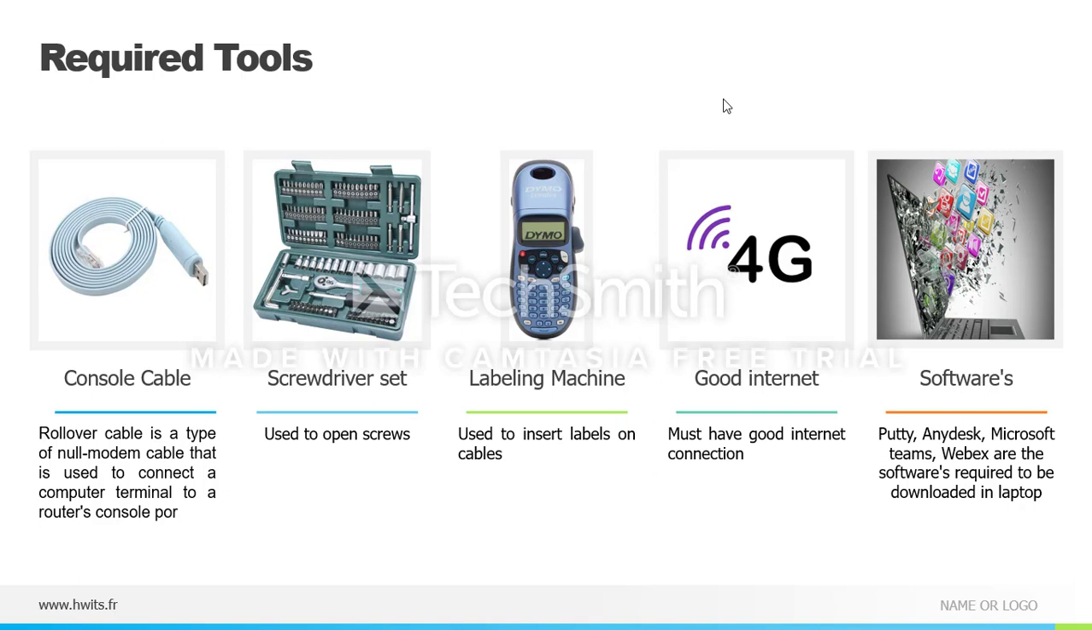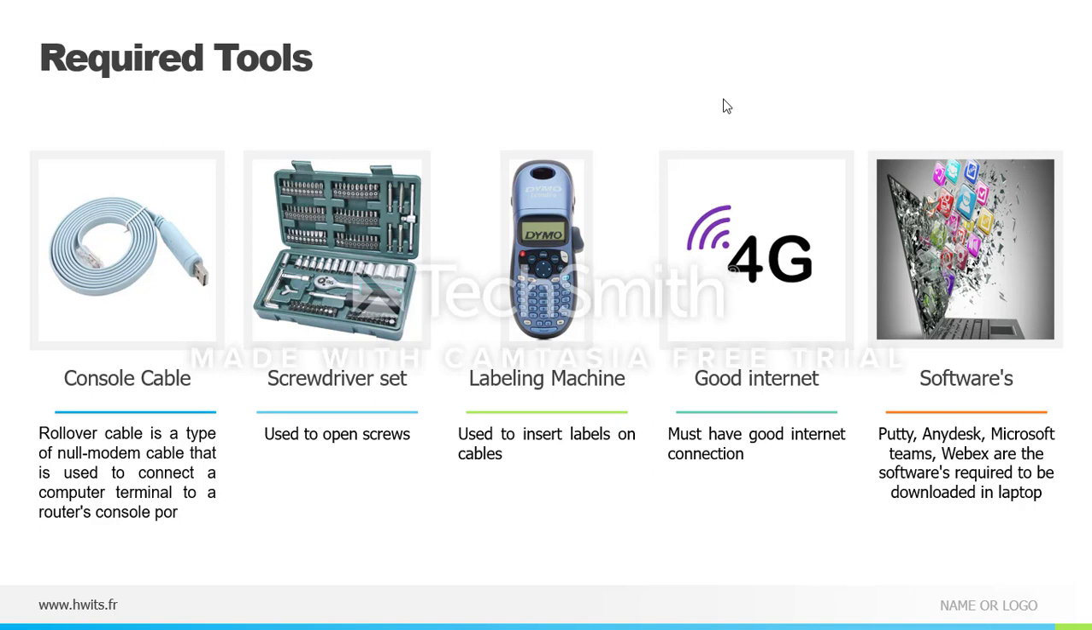Screwdrivers are used to unrack the devices from the rack, and this is very important also. The third one is a labeling machine, used for making labels for wires. Sometimes someone unintentionally removes a wire, so when we have labels we can insert the wire in the correct port.